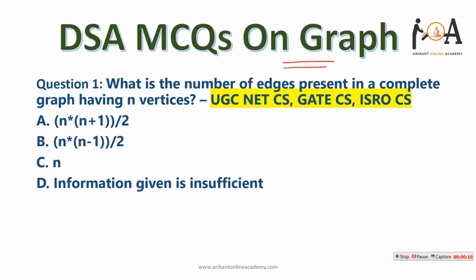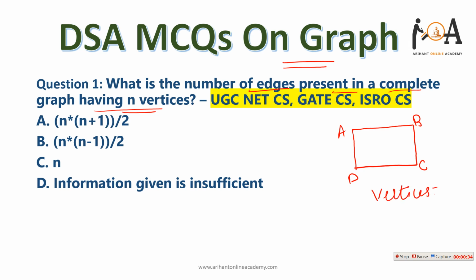The very first question is, what is the number of edges present in a complete graph having n vertices? For n vertices, suppose I am taking an example. Suppose I have a graph named A, B, C and D. It has four vertices named A, B, C, D, so total vertices is 4. Now, if it is a complete graph, each vertex of the graph should be connected with each other. So this is now a complete graph.